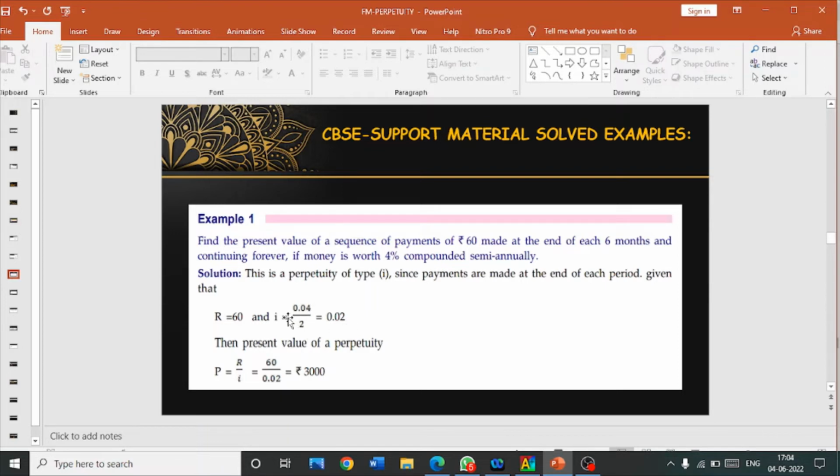So i is 0.02. So the present value of the perpetuity is equal to R by i, 60 by 0.02. Here two decimal places are there in the denominator. Multiply both numerator and denominator by 100. So the numerator becomes 6000, the denominator becomes 2. 6000 divided by 2 is 3000. So the present value of the perpetuity of rupees 60: in future you will be getting 60 rupees, for that you have to pay 3000 rupees now. So the present value is 3000 rupees.